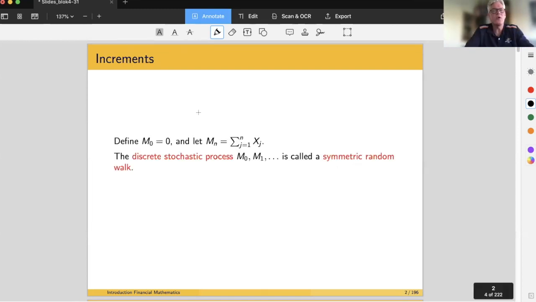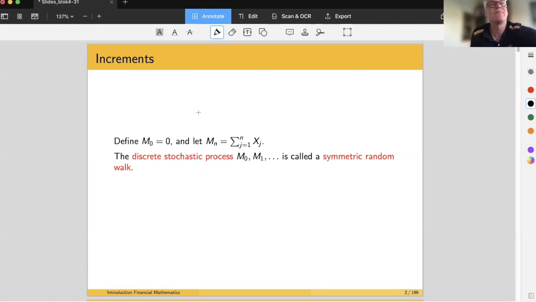All right, now I will define my random walk. At time 0, it's going to be 0, so M0 is equal to 0. We will define the symmetric random walk with n instances, Mn, as the sum j is 1 to n of Xj, of these coin tosses. The discrete stochastic process M0, M1, M2, etc. is called a symmetric random walk. Now, when heads and tails come with different probabilities, then we may end up with an asymmetric random walk. In that case, we don't have a fair coin, but an unfair coin.